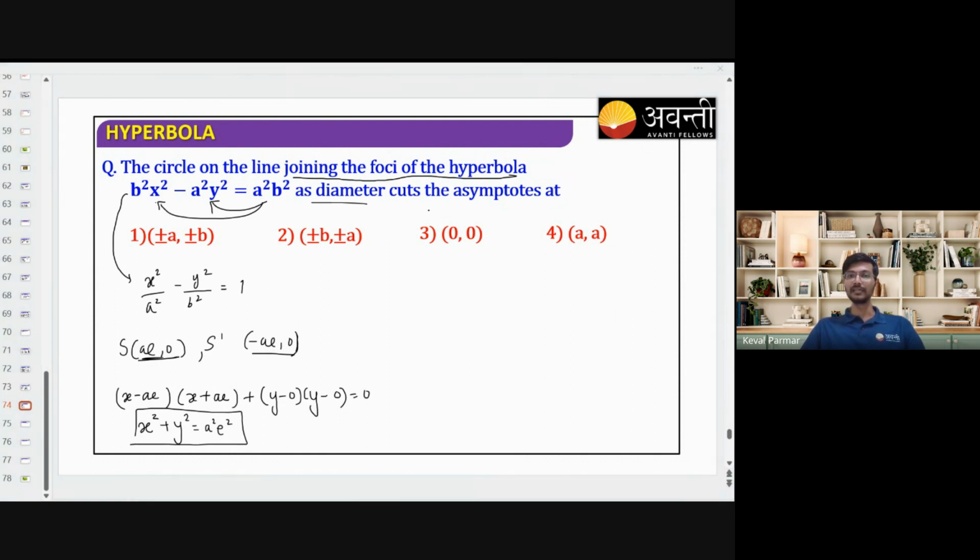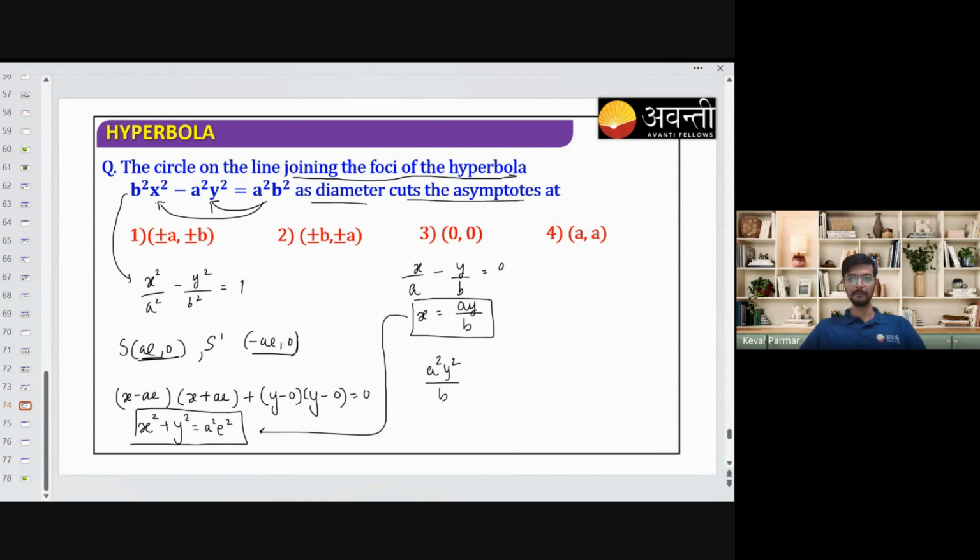Now this circle cuts the asymptotes. That means basically we have to find the point of intersection of the circle and the asymptote. So let's try to find it. How to get it, guys? What will be the equation of the asymptote? It will be x upon a minus y upon b equals 0. So x will be equal to ay upon b. This is the equation of the asymptote. We'll solve them simultaneously, substitute it here and get the values. So we'll get a square y square upon b square plus y square equals a square e square.